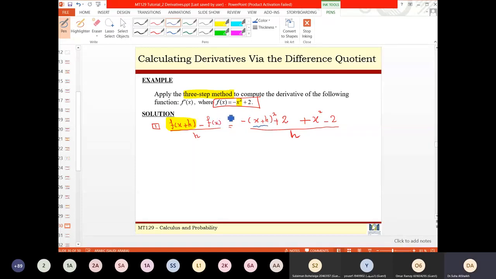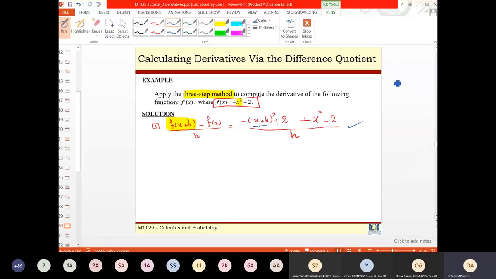Minus f of x means minus the function itself. So minus x squared will be plus x squared. Minus 2 will be minus 2. Everything divided by h. This is just substitution.